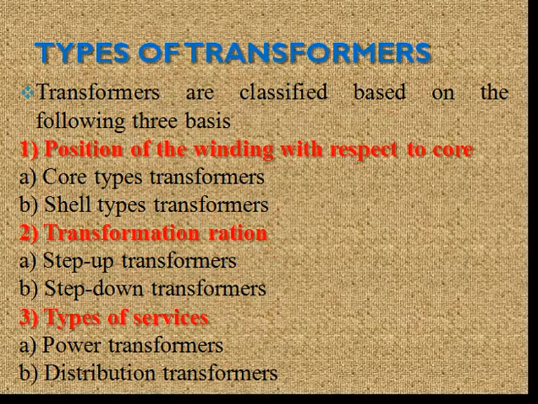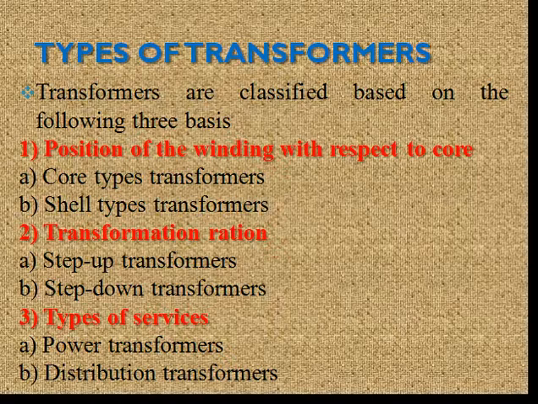Types of transformers. Transformers are classified based on the following bases. The first one is the position of the winding with respect to the core. Under this, two types of transformer are found. The first one is the core type transformer and the second one is the shell type transformer. These two are the basic types of transformers.